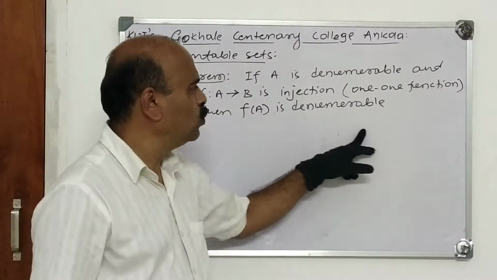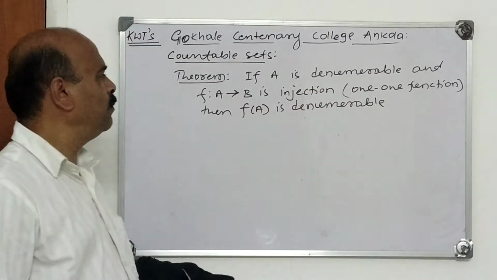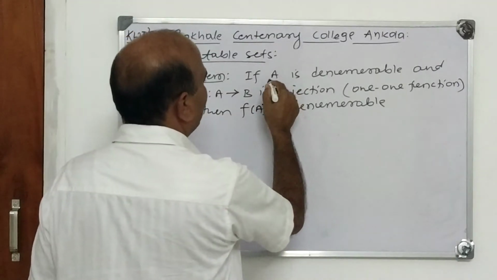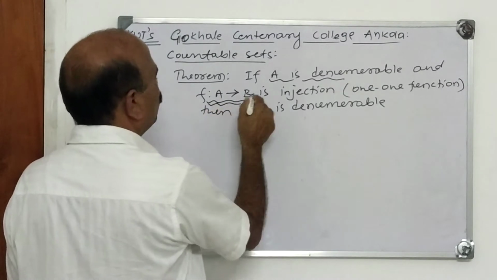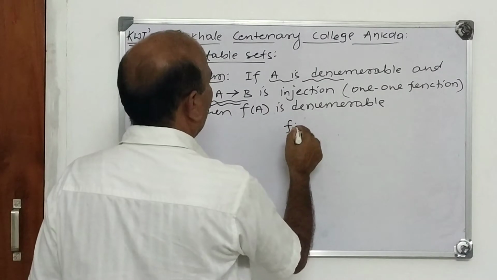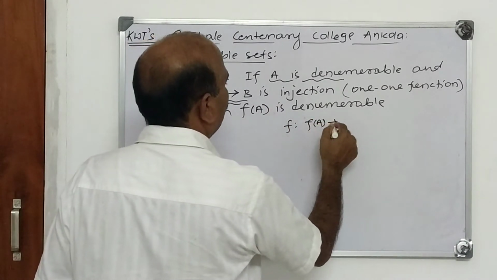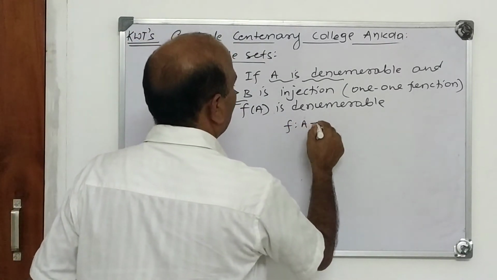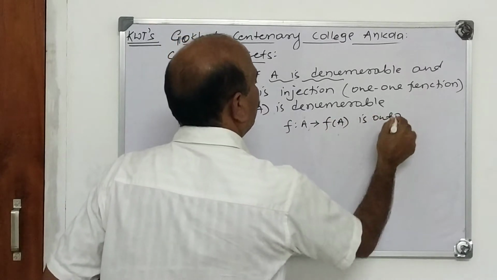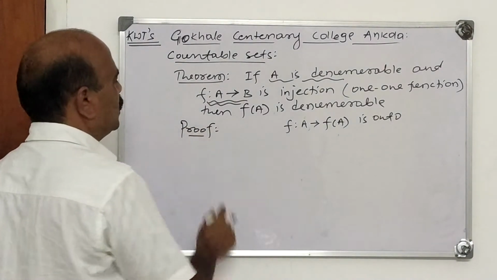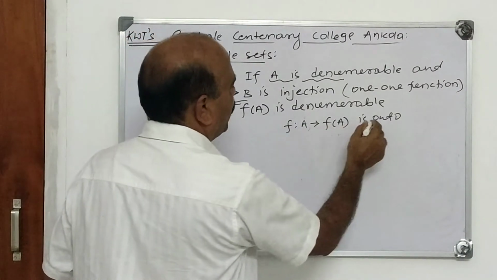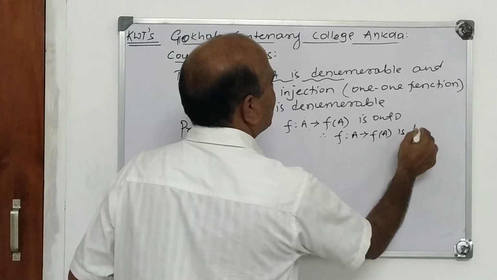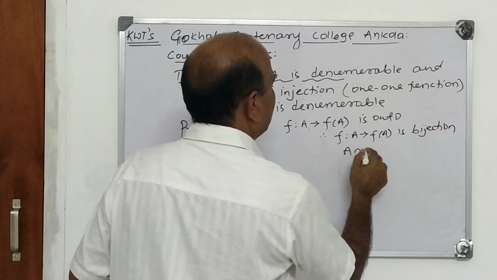We use this important tool. What is the theorem? If A is denumerable, f from A to B is 1-1, then f of A is denumerable. What we prove is, if f from A to B is injection, then f from A to f of A is onto. See, the proof is like this. Very important result it is. If f from A to B is injection, always f from A to f of A is onto, that is surjection. Therefore, f from A to f of A is a bijection.